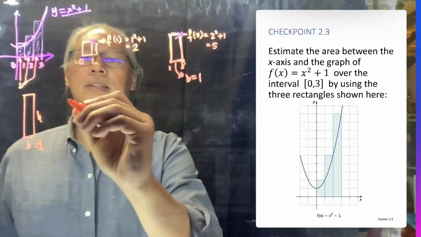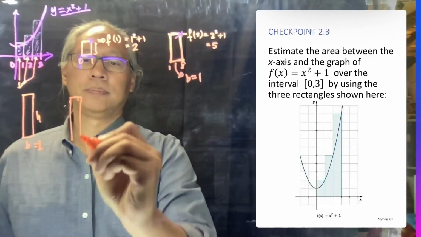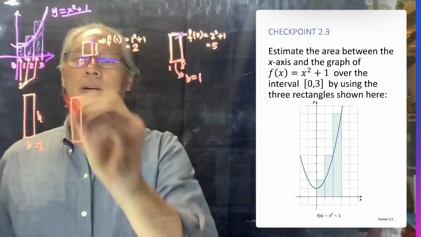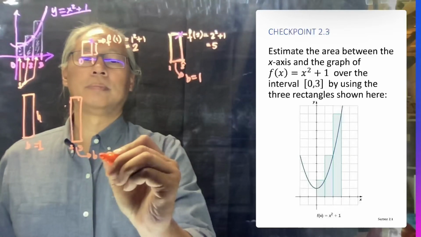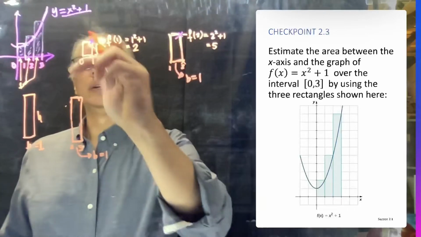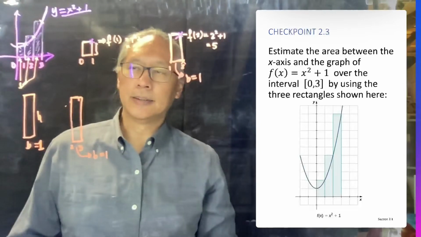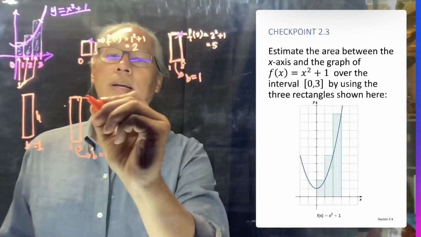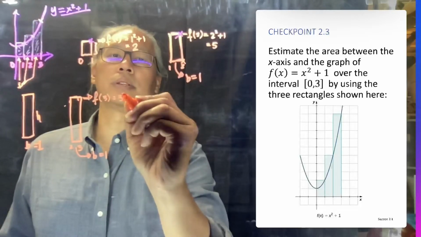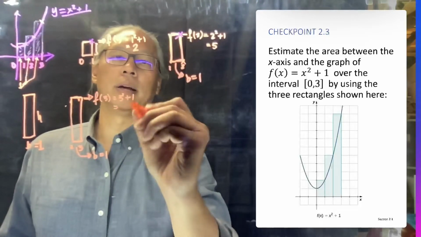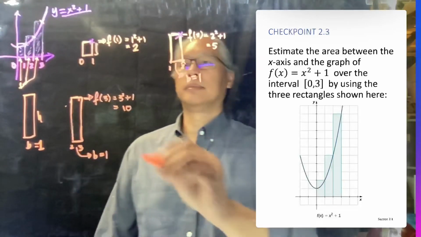And then finally, that last one. It goes from 2 to 3. Again, we'll have a base of 1. And then the height will be putting 3 into that function. So this height here would be f of 3, which is going to be 3 squared plus 1. That's 9 plus 1, which is 10.